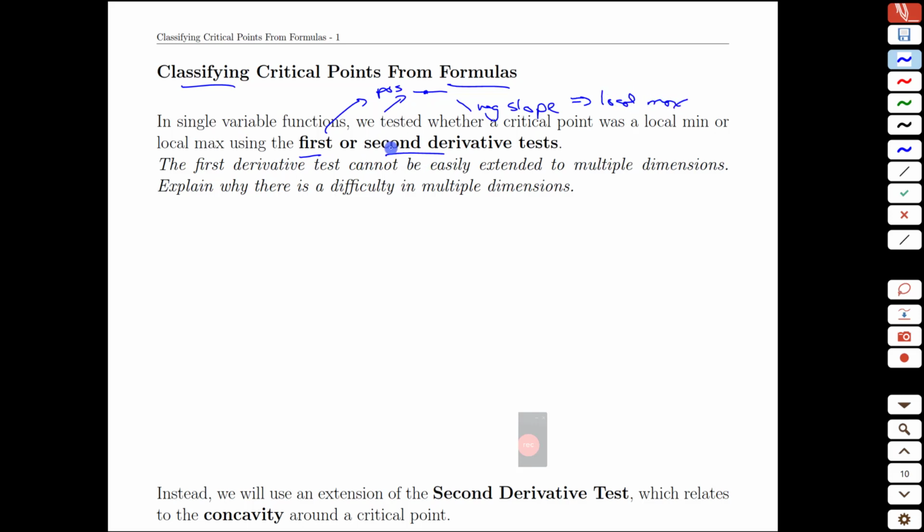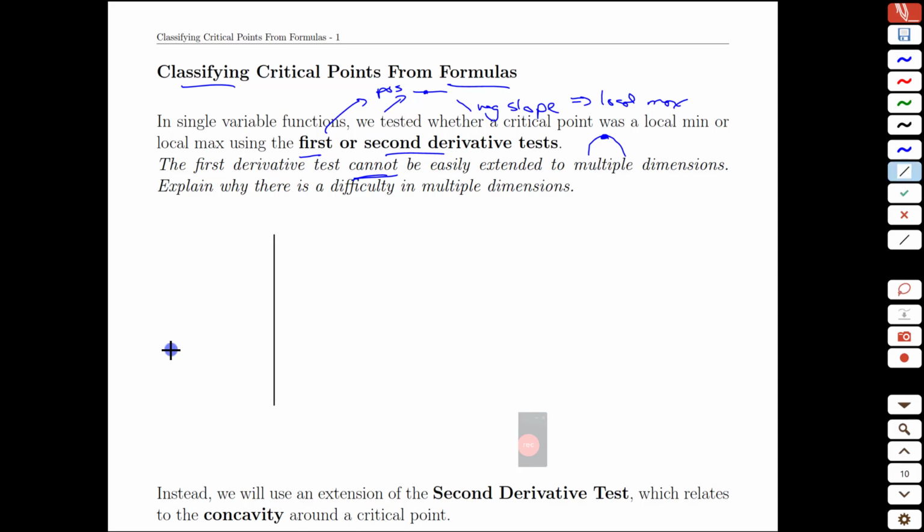The second derivative test was about concavity, and that was about the bend of the function. If something was concave down at a critical point, then again, that would be a local maximum. It turns out, though, that only one of these extends nicely into multivariate calculus. The first derivative test in particular cannot be extended to multiple dimensions, at least not in any straightforward way.